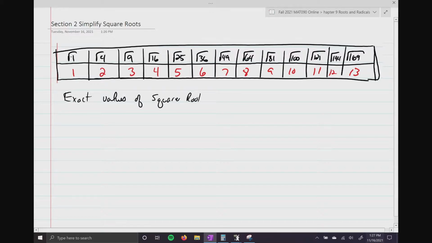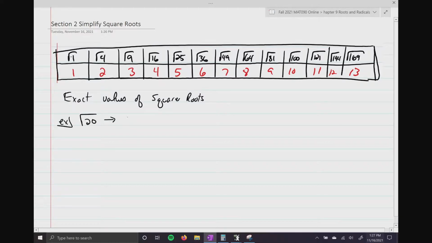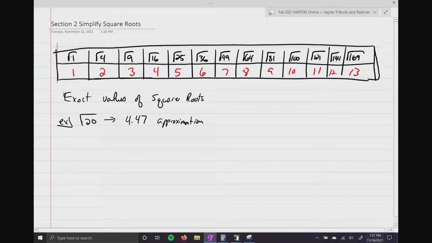All right, so for example, in the previous section, we know that the square root of 20 is somewhere in between 4 and 5. And when we used our calculator, we got 4.47 as an approximation. All right, that's just an approximation. What we're going to do today is I'm going to show you how to get the exact value.